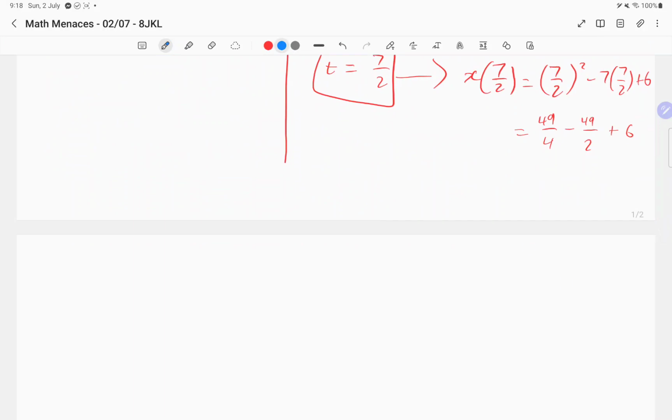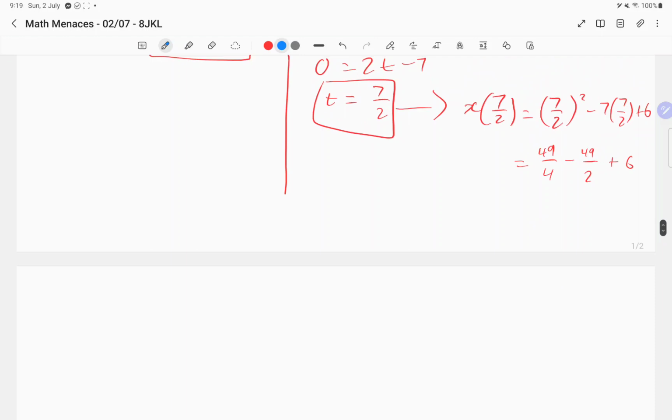Okay, have you guys seen the fast way of doing 49 over 4 minus 49 over 2? What is the answer? Can you guys think? 49 over 2? No. Negative 49 over 4. Yes, negative 49 over 4 is correct.